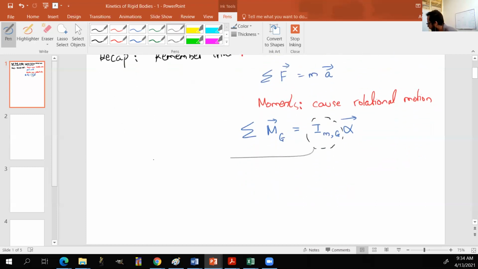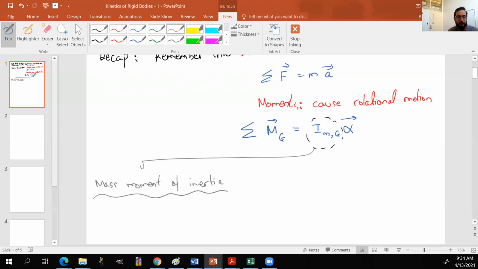This is called the mass moment of inertia. Depending on who you're speaking to, some people might call it rotational inertia, some people might call it the first moment of inertia, some people might call it the angular mass. From my point of view, rotational inertia is the most accurate way to put it, because it describes how easy or difficult it's going to be to rotate a body.